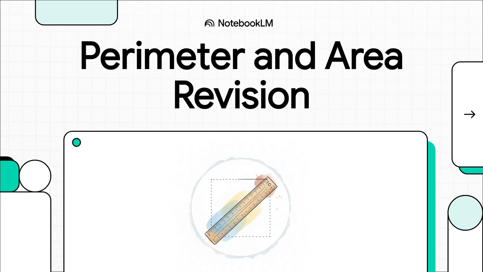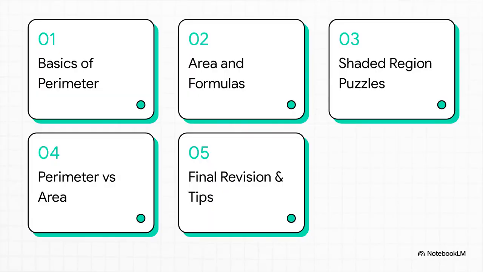Let's get into it. Okay, let's dive into this roadmap. Here's our scaffolded revision journey for today. First, the basics of perimeter. 2, conquering area and formulas. 3, solving shaded region puzzles. 4, the perimeter versus area showdown. And finally, number 5, final revision and tips. Getting this mental workspace organized is absolutely the first step to mastering the math.